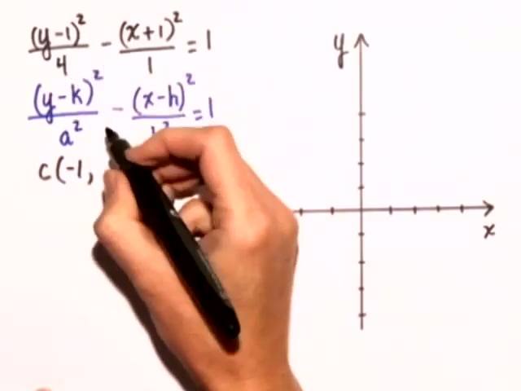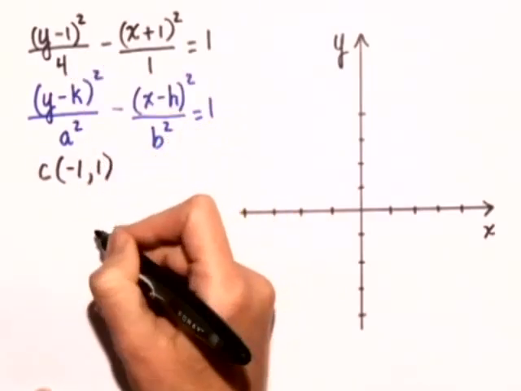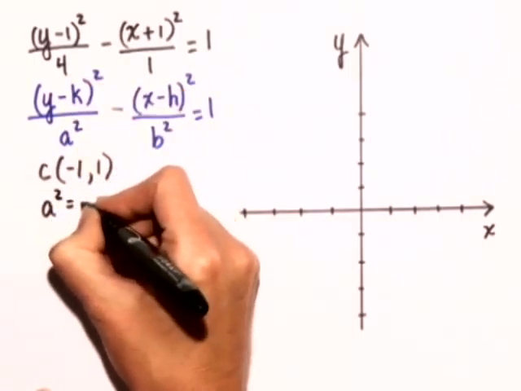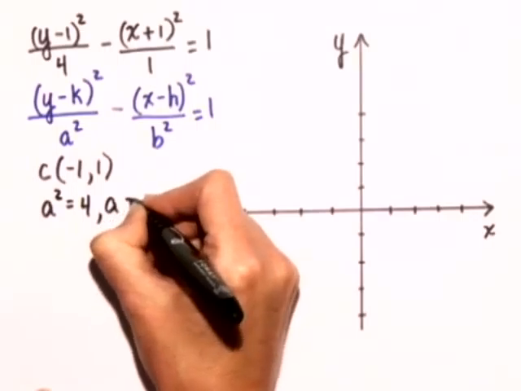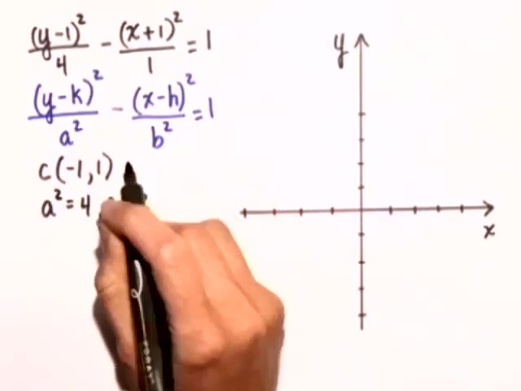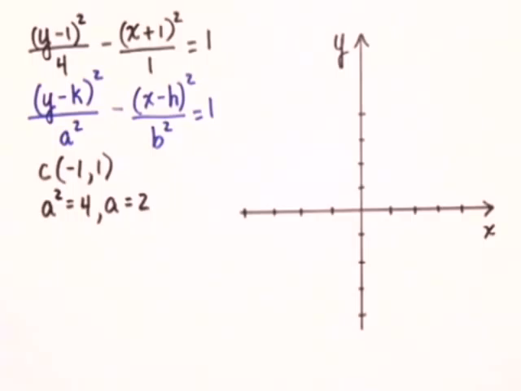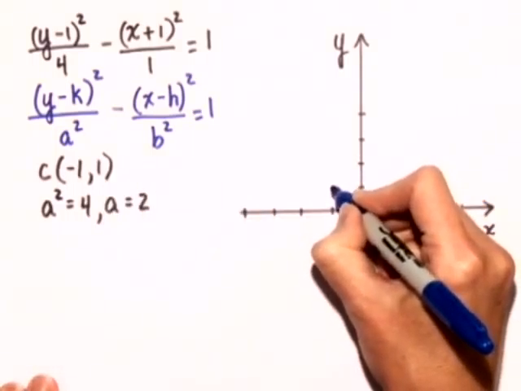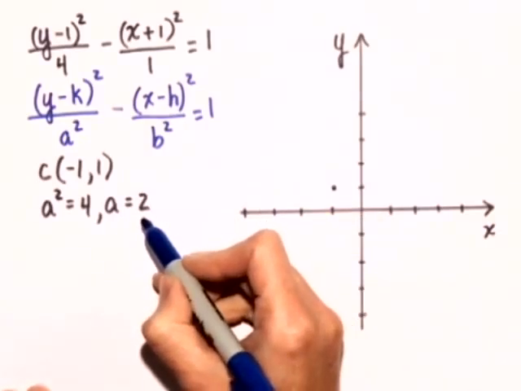The y coordinate of the center will be positive 1. Our a squared is equal to 4. So therefore, a is equal to 2. Let's start by graphing this information. We can see that our center will be located at -1, 1, and a is equal to 2.